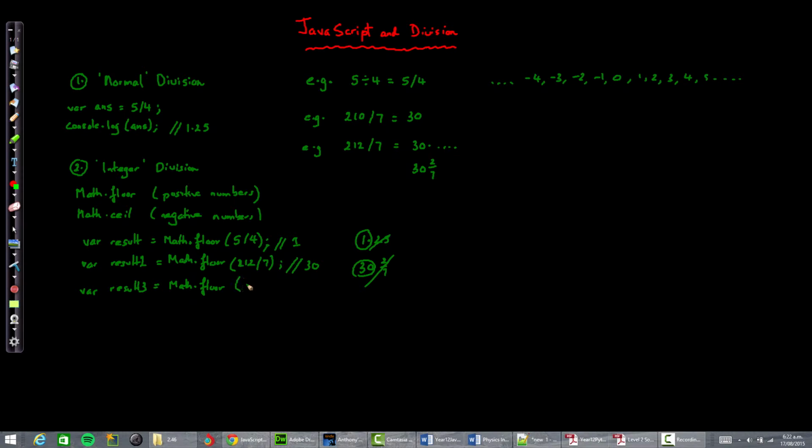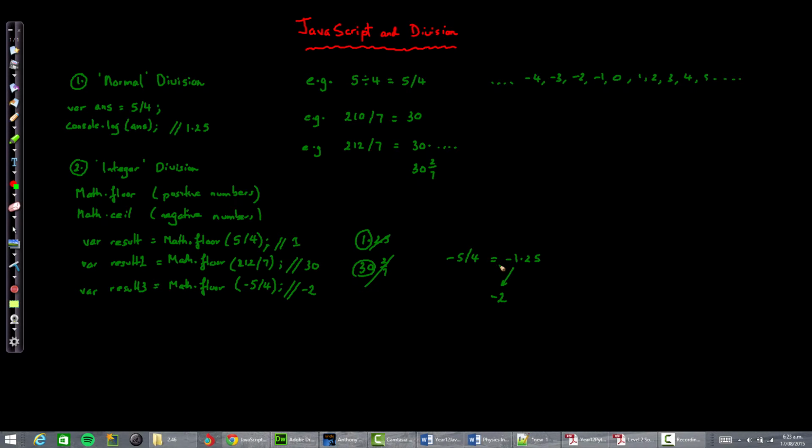Let's go with a negative number, -5 divided by 4. Well, if you do that, the answer as a decimal is -1.25. Okay, and that's all good. So what happens here is that if you use math.floor on this, what effectively it does is push it down to the next lowest negative number, and you actually get -2 as your answer.